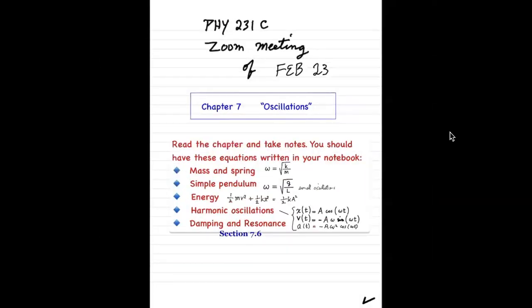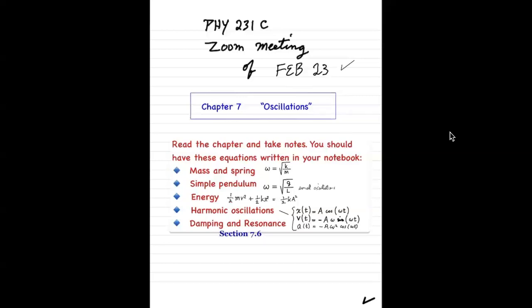Okay, so here's the Zoom meeting for Physics 231C. This is the Friday just before spring break. And we're studying this week Chapter 7.